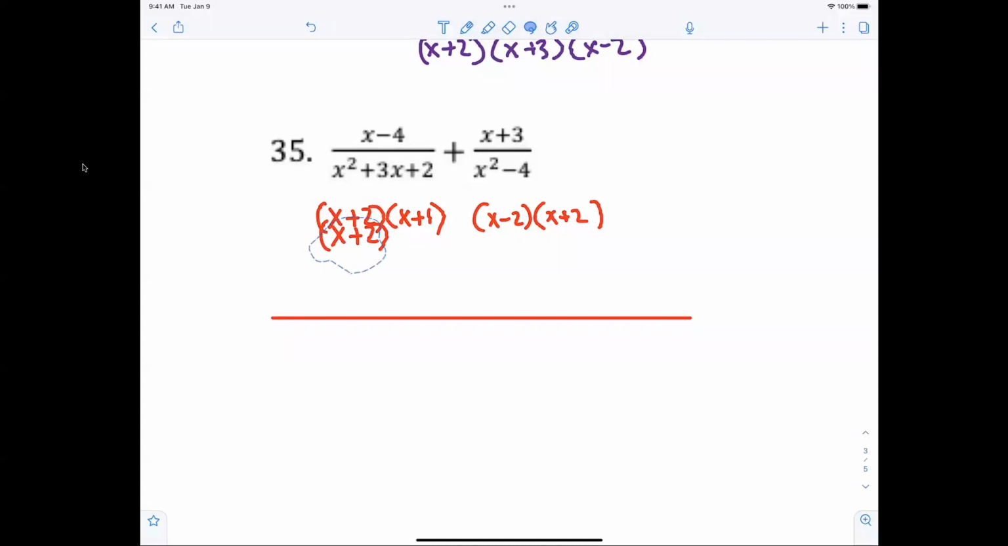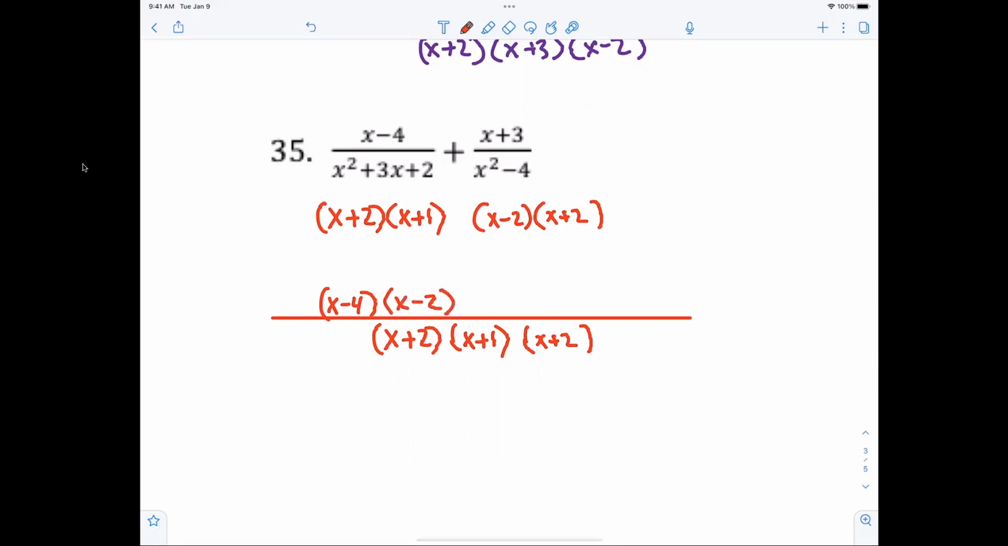X plus 2 is definitely common, right? Everybody agree with that? And then you put everything else. And there we have it. All right, now that you wrote that step down, you're going to write down the X minus 4, because that's the numerator of the first fraction. And you write right next to it, what is missing? X minus 2. What's missing in the second one? X plus 1.